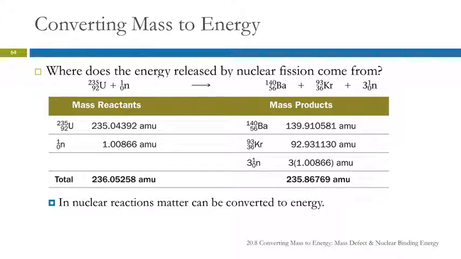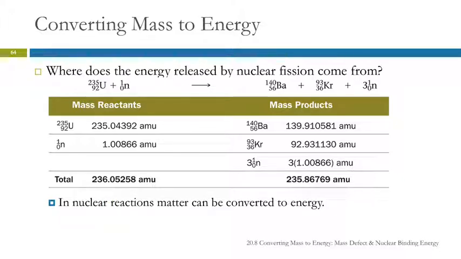So we learned in your previous class, Chem 1A, about the law of conservation of mass. If we look at the mass of the reactants and the mass of the products, and we compare those, we've got 236.05258 atomic mass units in the reactants, 235.86769 atomic mass units in the products. And we're using correct indications of precision and sig figs, and so this number is different than that. There is a loss of mass.